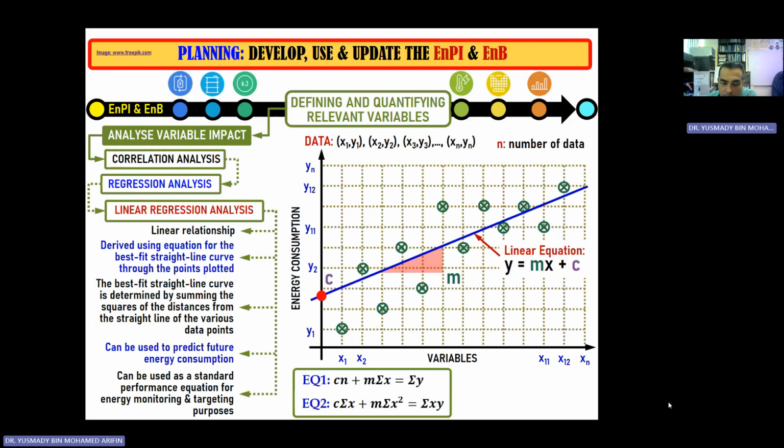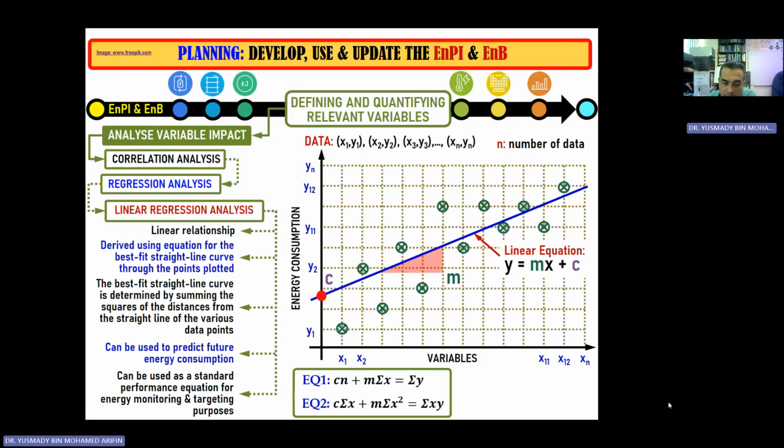Equation number 2 involves the c value in the equation, multiplied by the summation of x data, plus m multiplied by the summation of x squared data, equal to the summation of x data multiplied by y data. So we will have equation number 2.